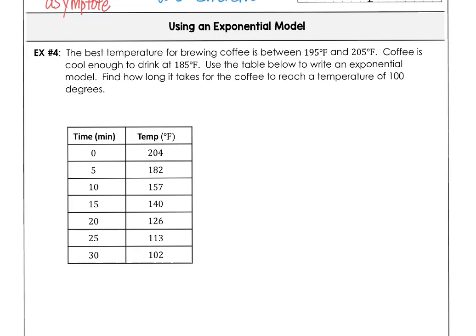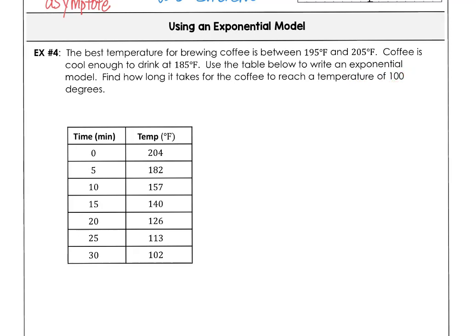In example 4, the best temperature for brewing coffee we know is between 195 and 205 degrees. Coffee is cool enough to drink when it's about 185 degrees. We want to use the table below to write an exponential model and find how long it takes for the coffee to reach a temperature of 100 degrees.